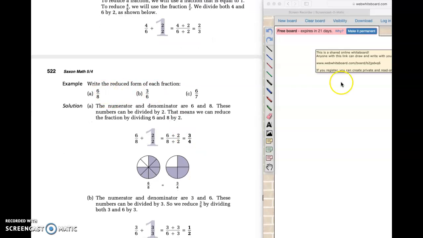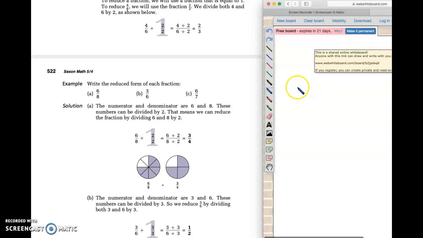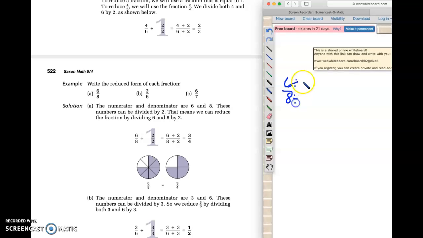It says, example, write the reduced form of each fraction. When you have 6/8, both 6 and 8 are divisible by 2. So when you divide 6 and 8, you get 3/4. 3 and 4 are not divisible by any other number, so we're going to save it as 3/4.